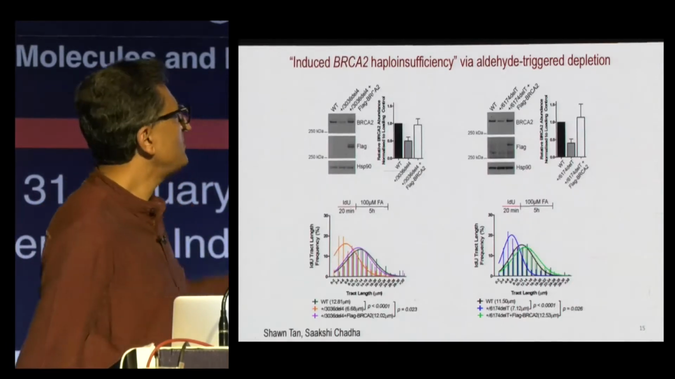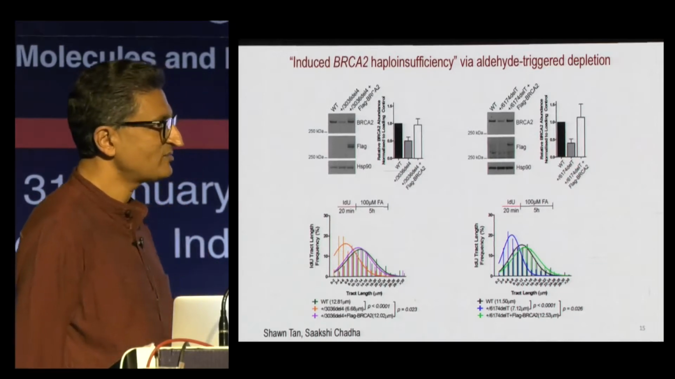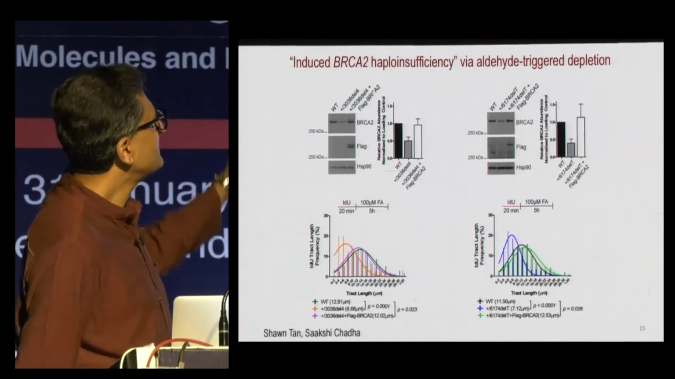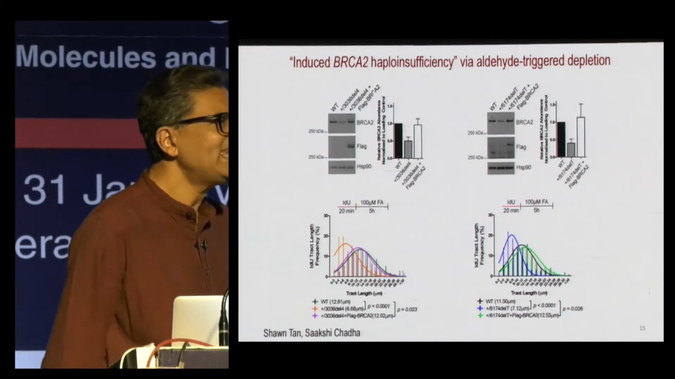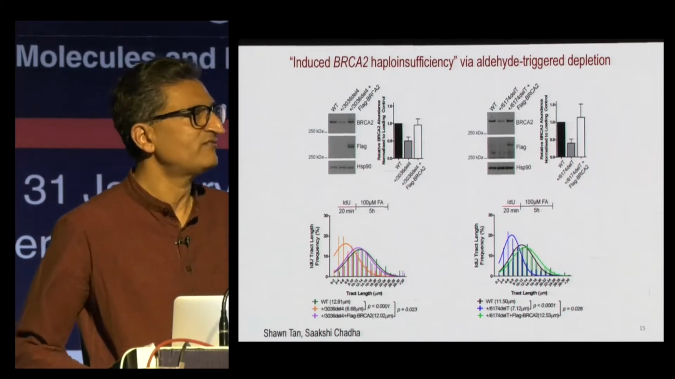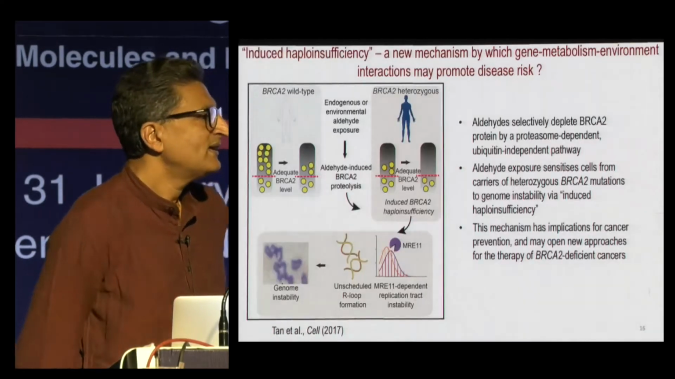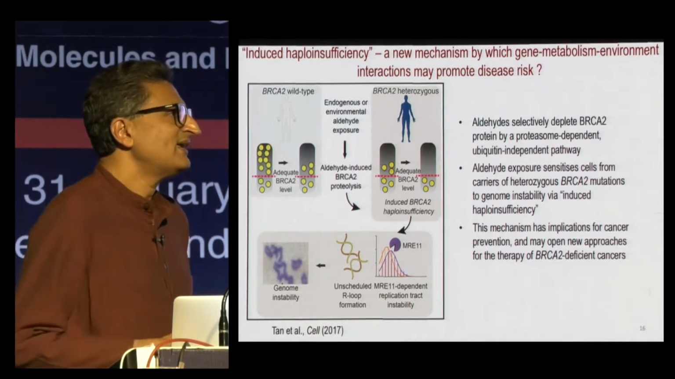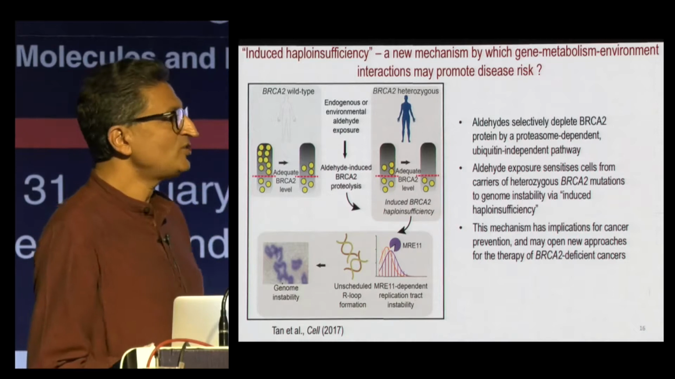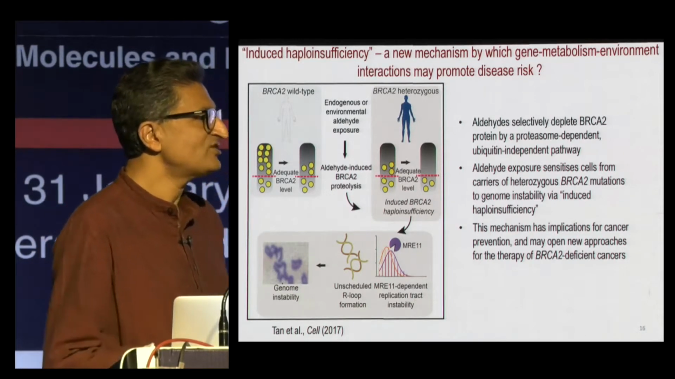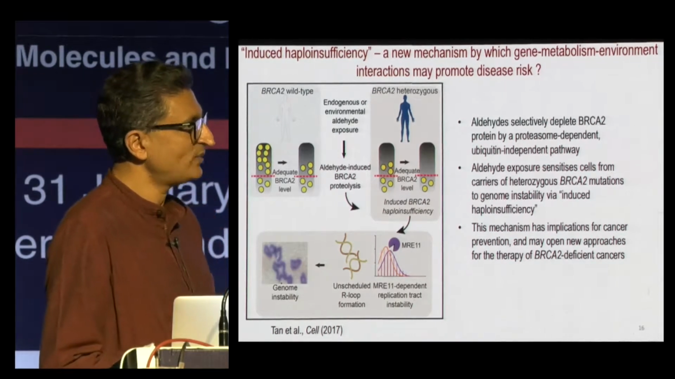And what happens when BRCA2 deficient cells or BRCA2 heterozygous cells are exposed to aldehydes is that they are highly sensitive to this degradative effect, and that induces a haploinsufficient phenotype. This, we think, is a kind of interesting way by which tumor suppressor mutations may interact with the environment and with metabolic processes to confer disease risk.